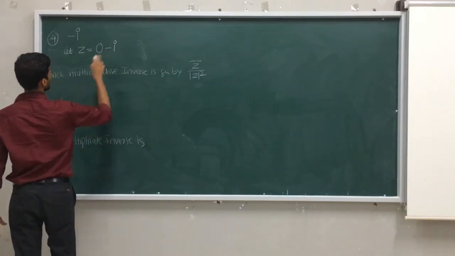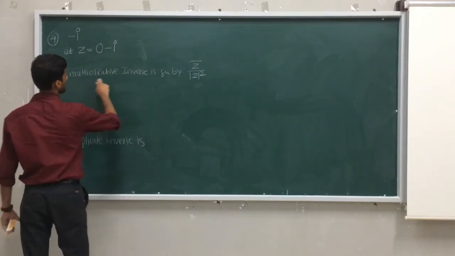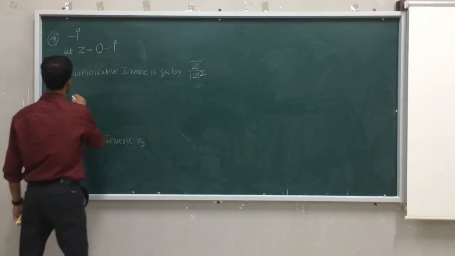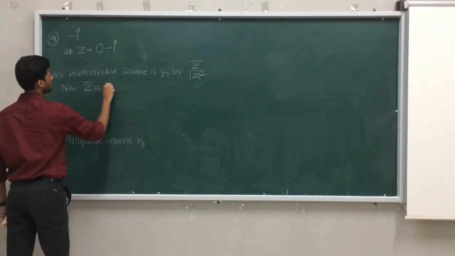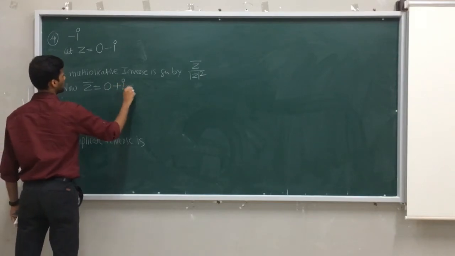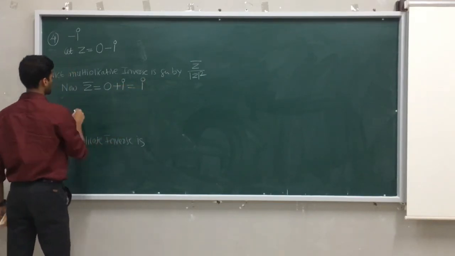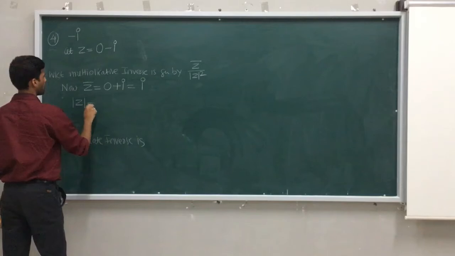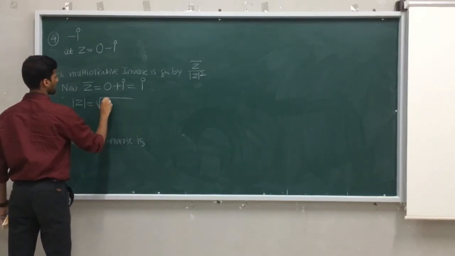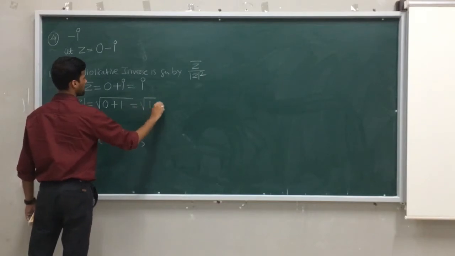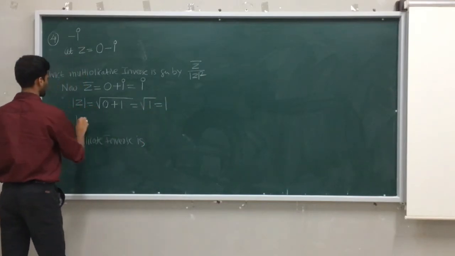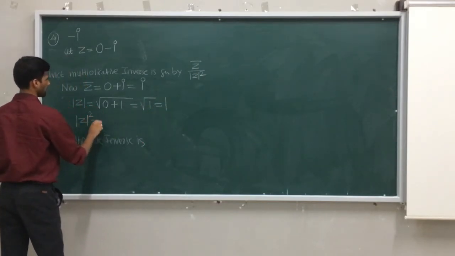Now we know that the multiplicative inverse is given by this formula. Now what is z bar? It is 0 plus i. It won't affect, it is plus i. So what is mod z? Mod z is nothing but the square root of 0 square plus 1 square, which is 0 plus 1, that is 1. So root 1 is 1. So it is nothing but mod z square.